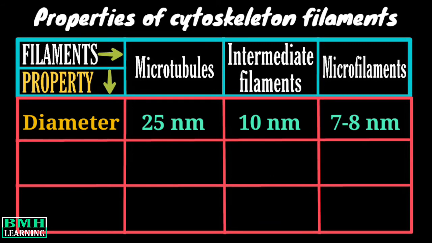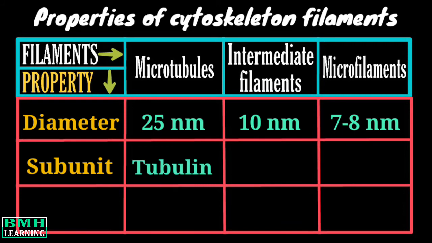The second property is structural subunit. So in the microtubules column, we have tubulin, and the microfilaments are formed of actin. Regarding intermediate filaments, they are composed of a family of related proteins, so we put various subunits here.